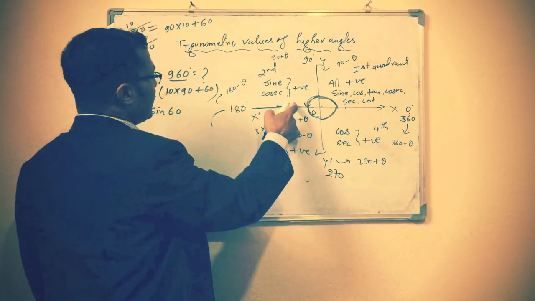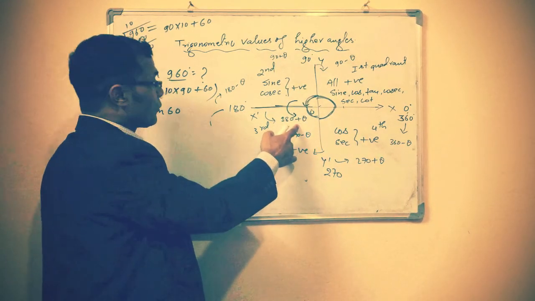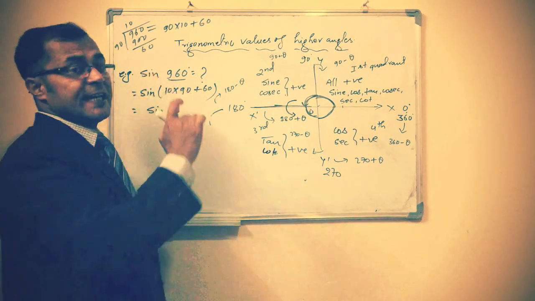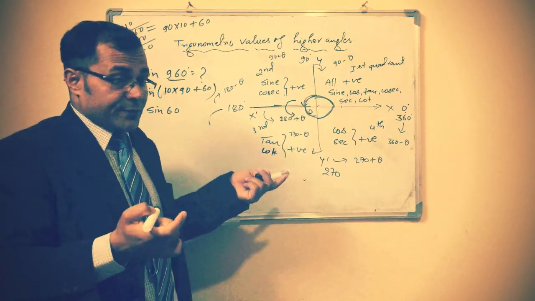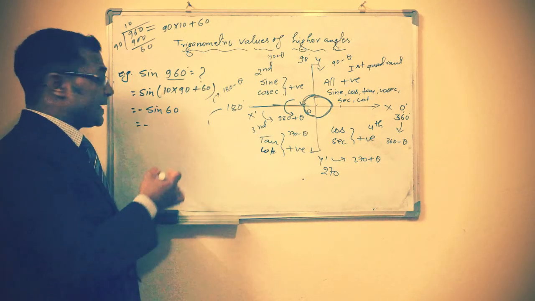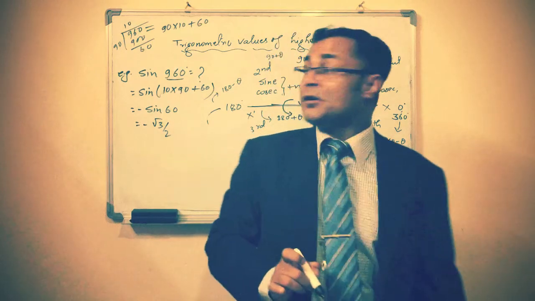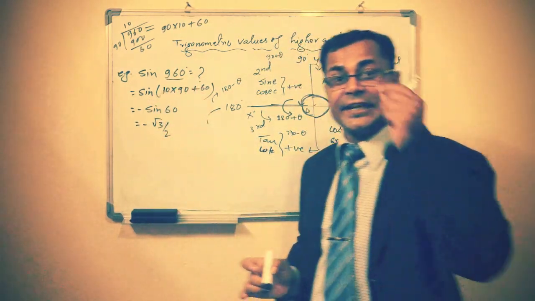10 times 90 plus 60 means you are crossing this border and you are here in the third quadrant. In the third quadrant, what is the sign? Negative. Only tan and cot are positive. So minus. Simple. And what is the value of sine 60? Root 3 by 2. So that is the value of sine 960.